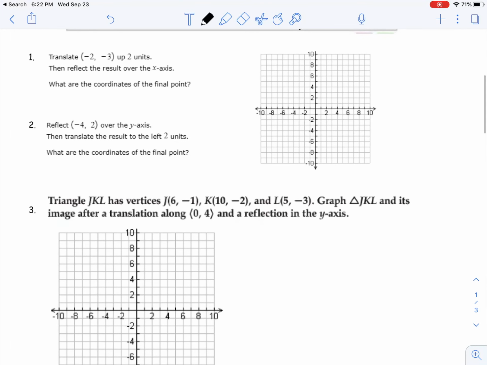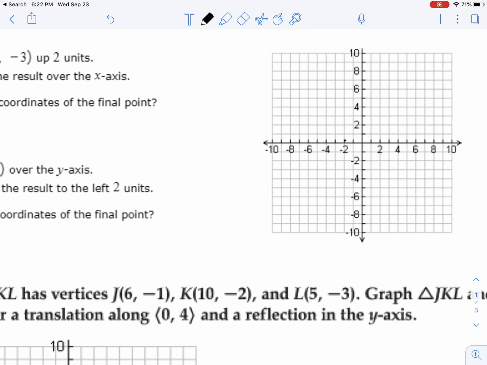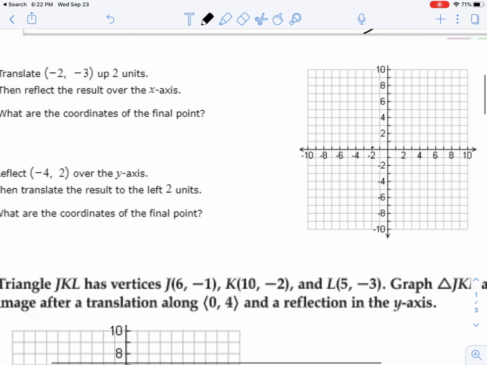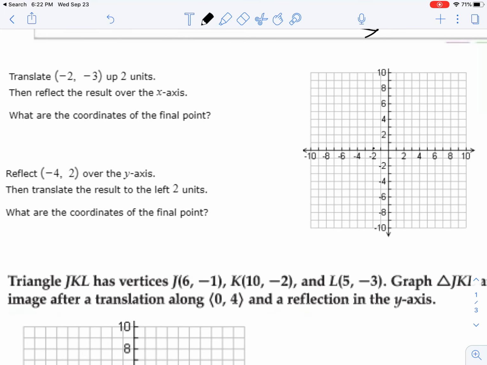Let's get into some problems. Number one, translate the point -2, -3, maybe I'll zoom in a bit, up 2 units. That would be right there. Then reflect the result over the x-axis. Over the x-axis would put it right there. What are the coordinates of the final point? Looks like it is at 2, -1.